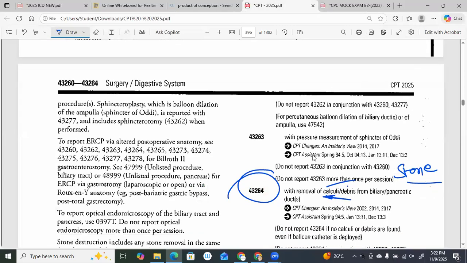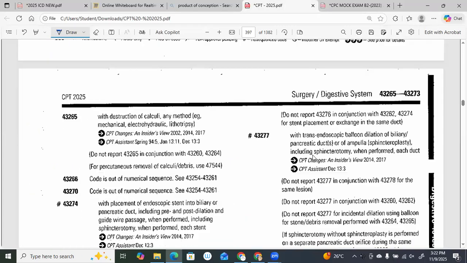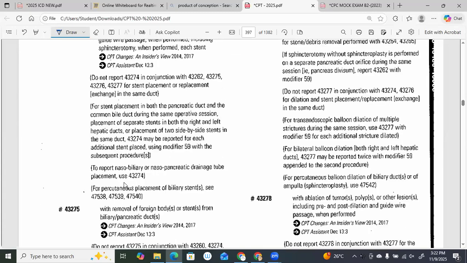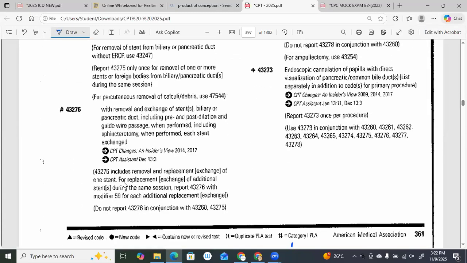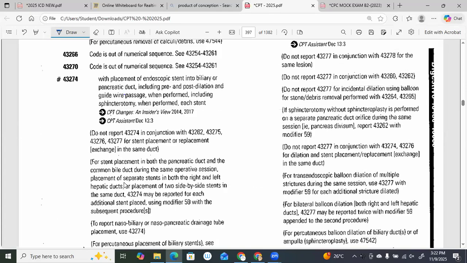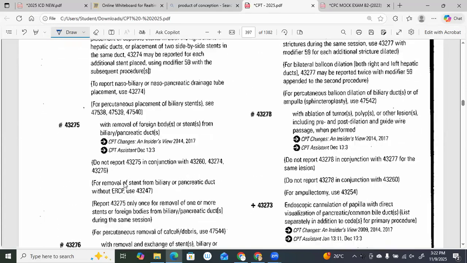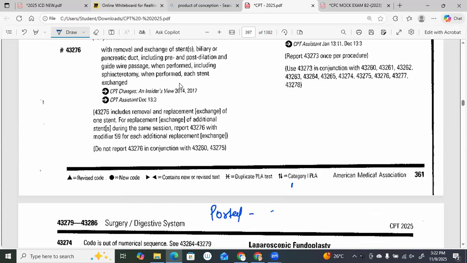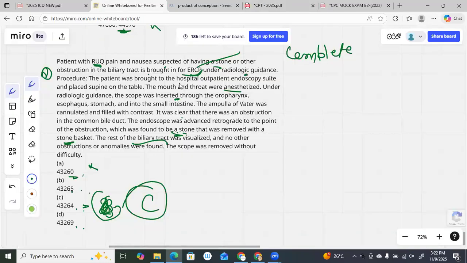Let me read the description of 265 also. So 43265 is a destruction of calculi. Destruction means the doctor is crushing the calculi. So that is not the case in our situation, so we have to rule this out too. And 269... Okay, so 43269 we do not have as an option, so the answer should be C.